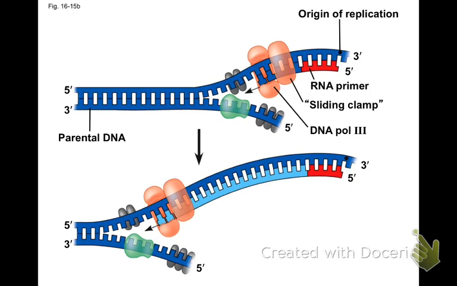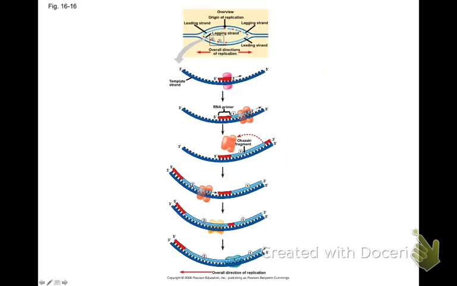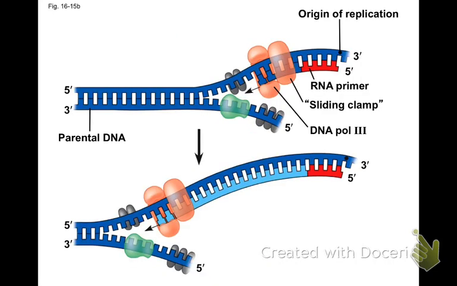So this structure shows you what happens at a replication fork. You have the helicase enzyme at the start of the replication fork. You have the RNA primer being formed by the primase, and then you have your DNA polymerase 3. This is an important part. One second, let me just go back.